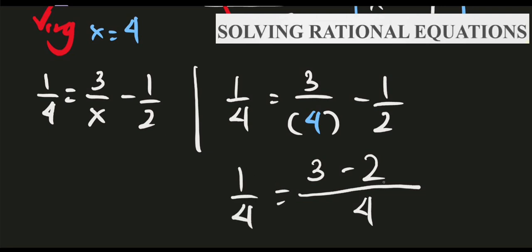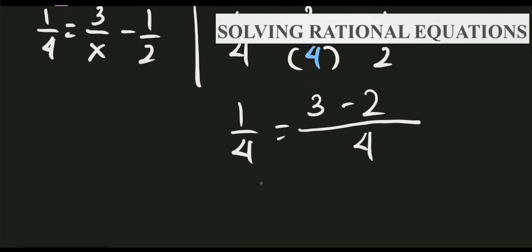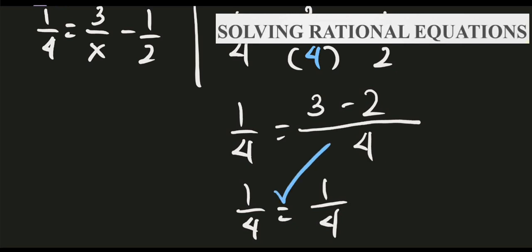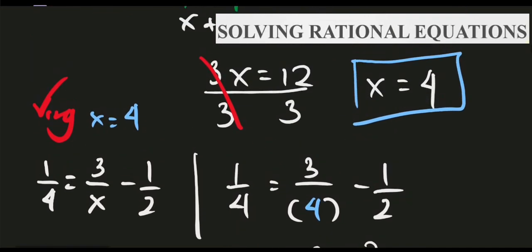So let's simplify this right hand side. Therefore, it will give us 1/4 is equals to 3 minus 2 over 4, which is 1 over 4. So obviously, 1/4 is equals to 1/4. This is a true statement. That means since this value, 4, satisfies our rational equation, this one is our real solution. Alright, so that is our example number 2.